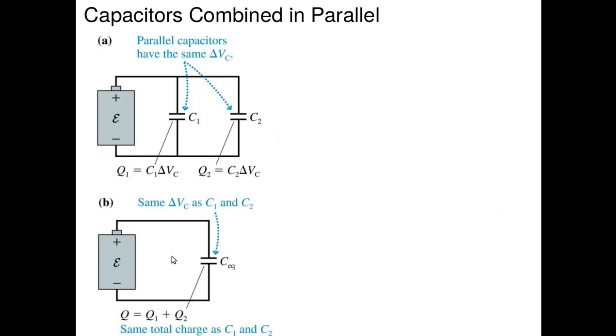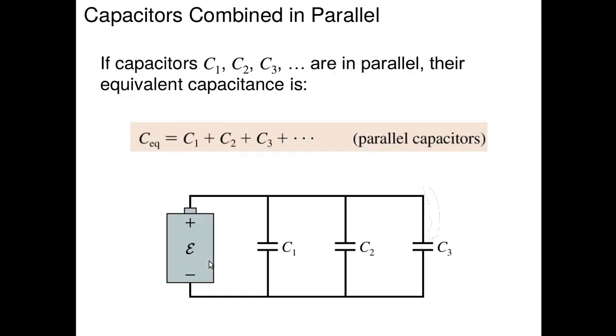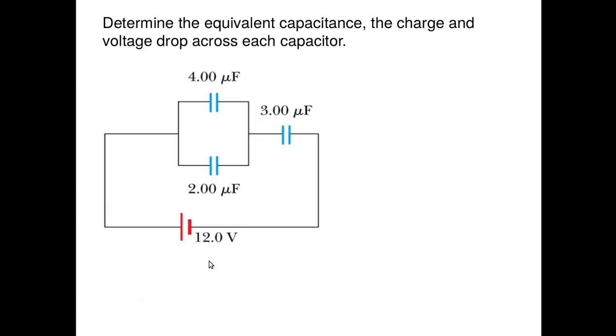I want all of my diagrams to look like this: one battery, one capacitor with an equivalent capacitance. My physics teacher called this collapsing the circuit. So I'm going to use these two rules that we just established to add capacitors together and then reduce the circuit to one battery and one capacitor. That's my goal here.